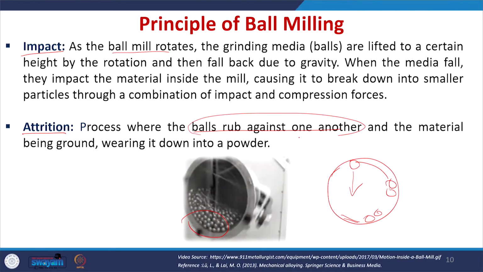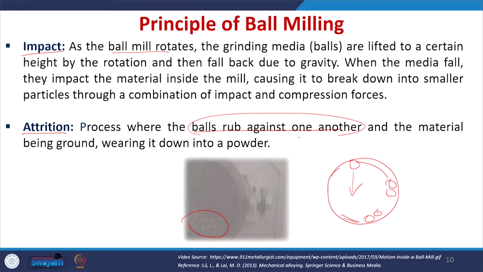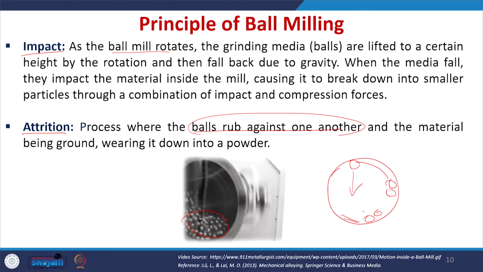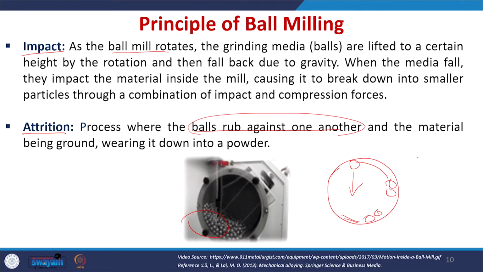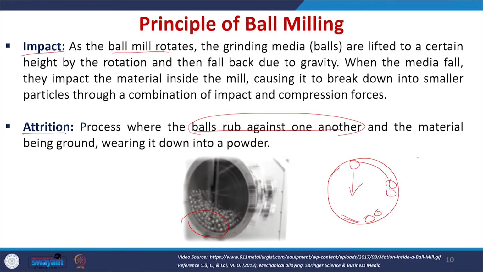Attrition means the balls are rubbing against one another and the material being ground, and impact is where the balls are taken through the centrifugal force to the top, and they fall down and break the powder and reduce the particle size.